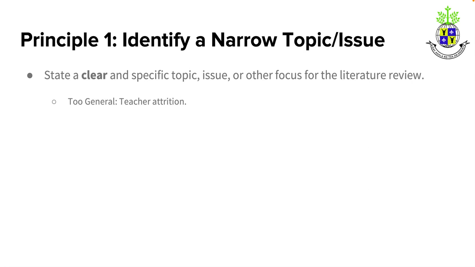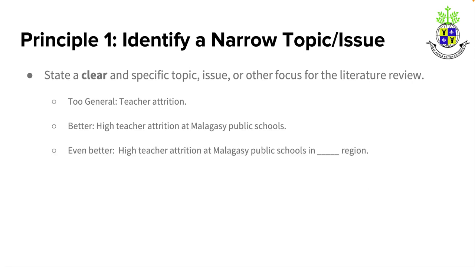If you were to, say, be writing about teacher attrition, that's really too general. Are we talking around the world, in a specific country, in a region, in a subject area? Now, if we said the topic here is high teacher attrition at Malagasy public schools, okay, but it's still talking about a big country. We've got 26 million people here and lots of different regional variations. Now, if you've made it specific to a particular area, like, say, high teacher attrition at Malagasy public schools in Analamanga, then we have a much clearer idea of what's in scope and what's out of scope.